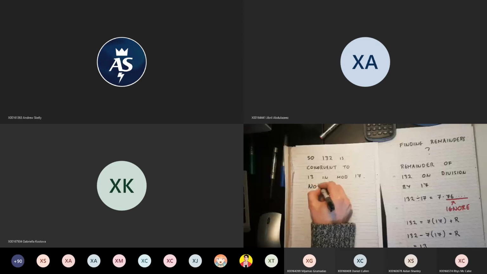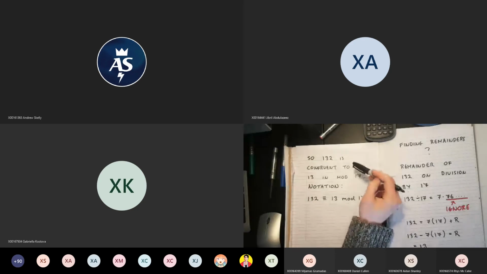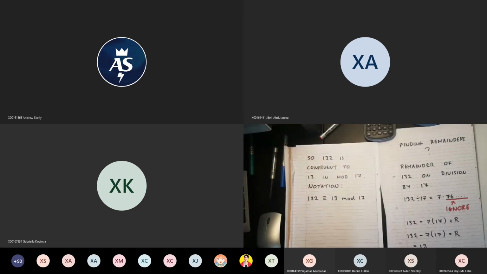So hopefully you'll all follow me here. The way we write this is 132 is equivalent to, and equivalent here has 3 lines, 13 in mod 17. So this notation is just a way of compressing down the statement above.